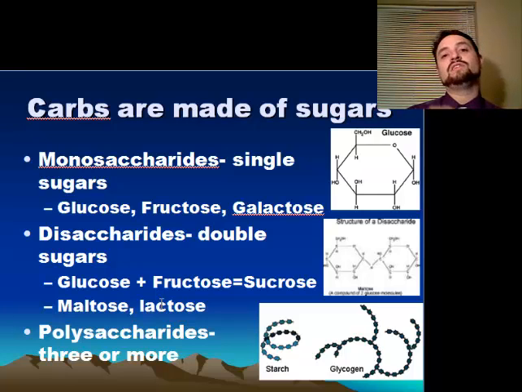And then if you link a series of them together, you've got what we call a polysaccharide, 3 or more of them. Here are 2 important ones: starch, which is the complex storage molecule for plants, and glycogen, and you can see the difference in the two. Glycogen is the complex storage molecule for animals. So you store carbohydrates as glycogen for a while. Eventually, you'll store it as a lipid or fat, but you initially store it as glycogen, a complex storage molecule, a polysaccharide.